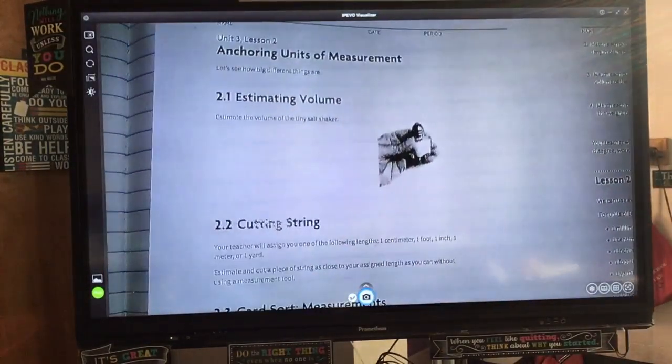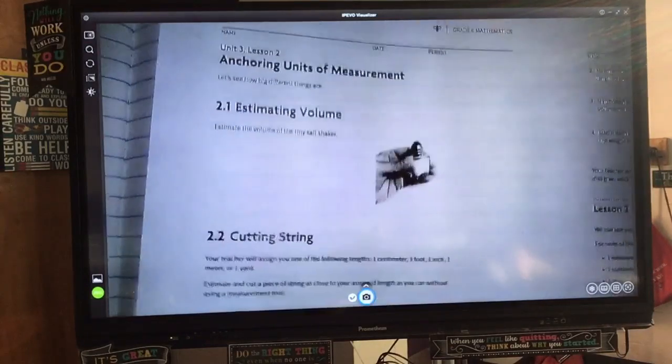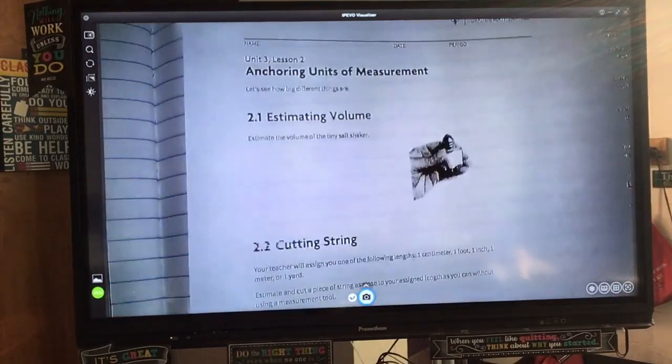Okay, so today and tomorrow we are going to be focusing on units of measure. Tomorrow you're going to be doing a station rotation in the classroom. Should be fairly fun, hopefully. All right, but let's start with our warm-ups.